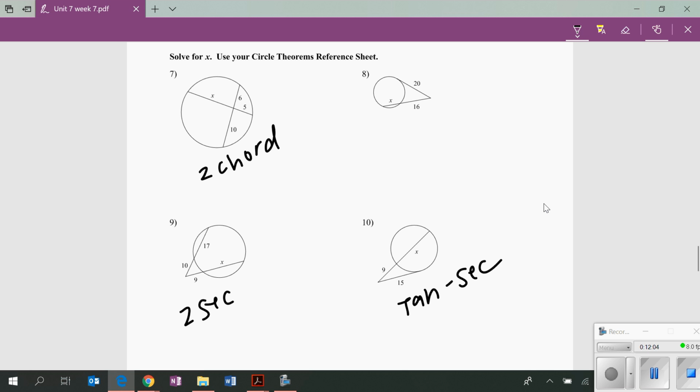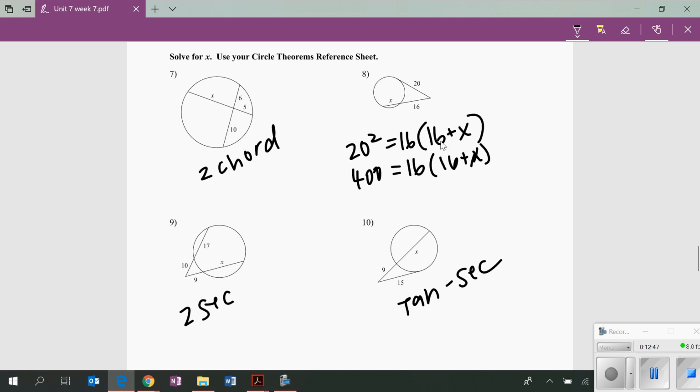So tangent secant theorem, it's saying that this value squared is going to equal 16, that's my b, times 16 plus x that I don't know. Okay. So since my 20 squared is a value that I can do, we're going to go ahead and do that first. 20 squared is 400 equals 16 times 16 plus x.